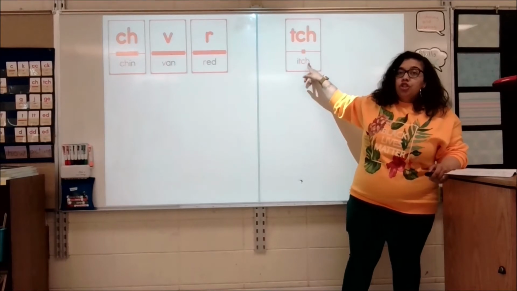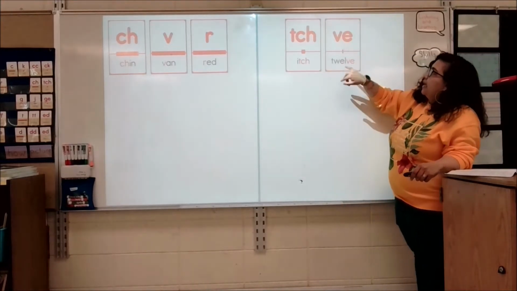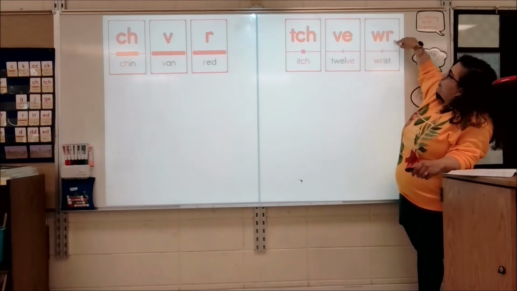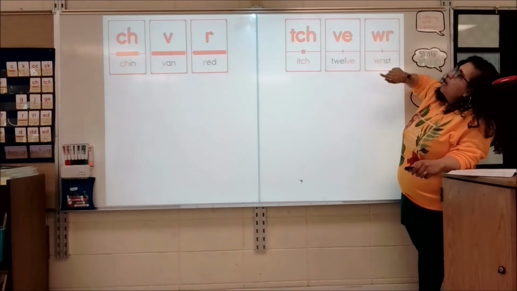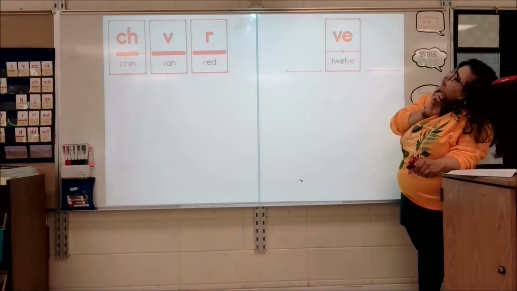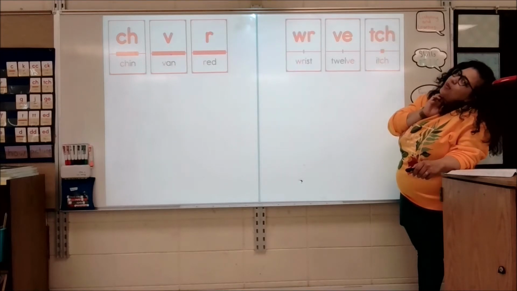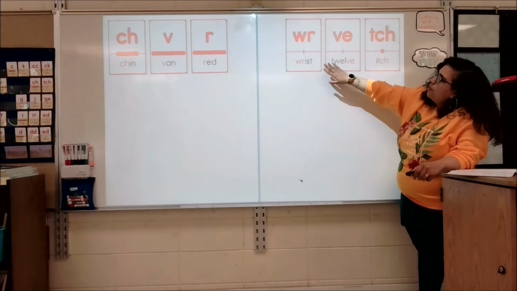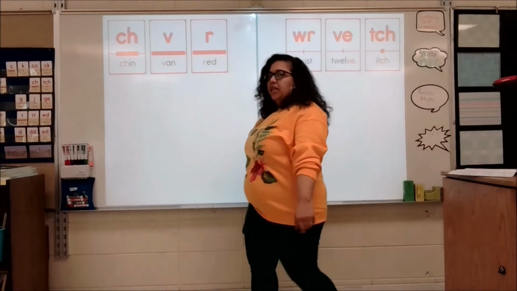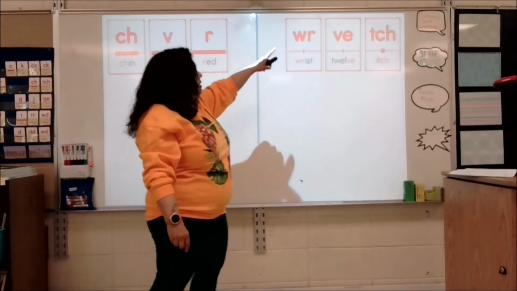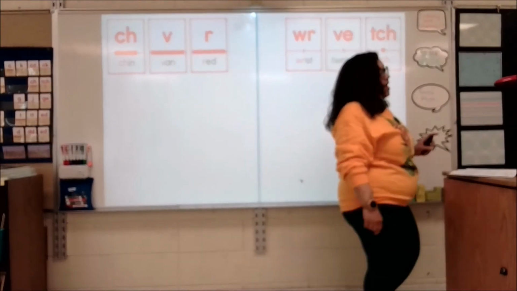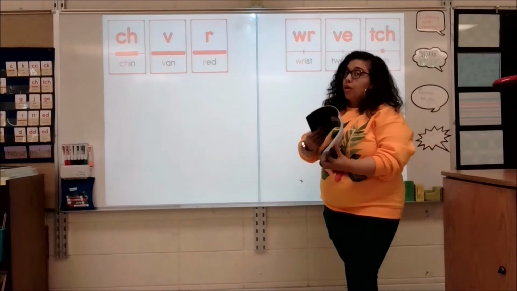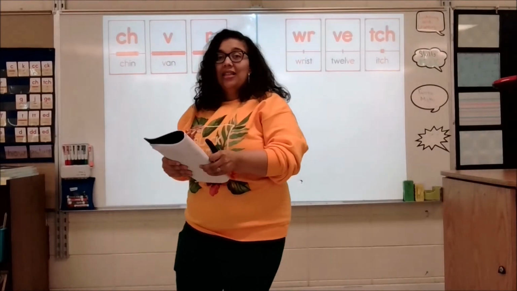T-C-H, itch, ch. V-E, 12. Remember, the same sounds. W-R, wrist. Only, let's switch those. Why did I switch those? Because W-R is only used at the beginning. Good. And T-C-H is only used at the end of a syllable. Not necessarily a word. Usually a word, but definitely a syllable, only the end of a syllable.